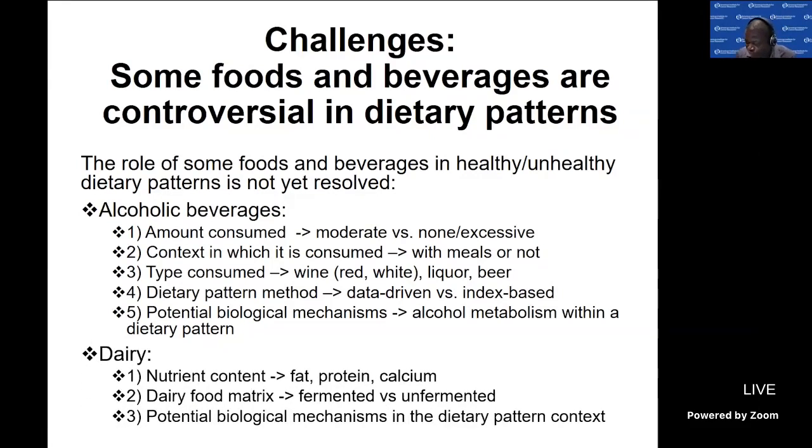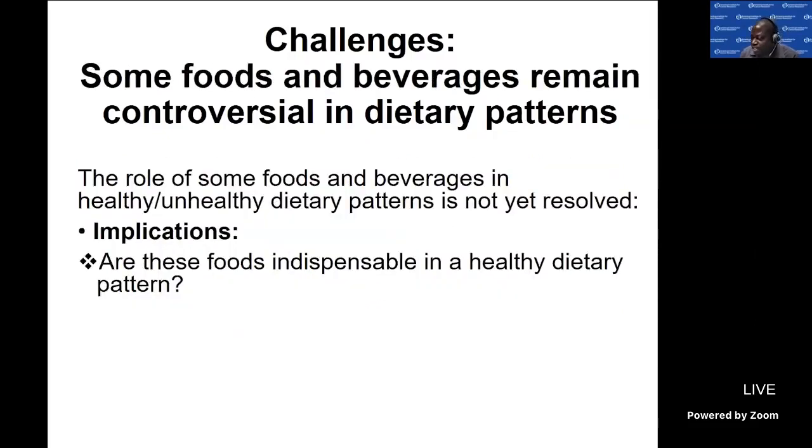The other major food type is dairy that is consumed by a lot of people. Dairy is a good source of fat, protein, and calcium. The type of dairy matters, really important, whether it is fermented or unfermented in the dietary pattern. Yogurt and cheese have shown up in recent studies as related to lower risk of disease outcomes compared to unfermented dairy such as butter. And the biological mechanisms of action of dairy within a dietary pattern also need to be explored.